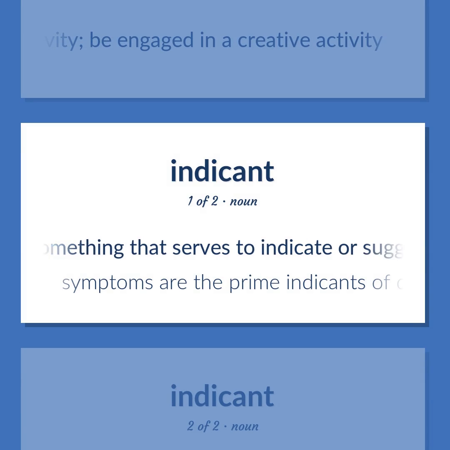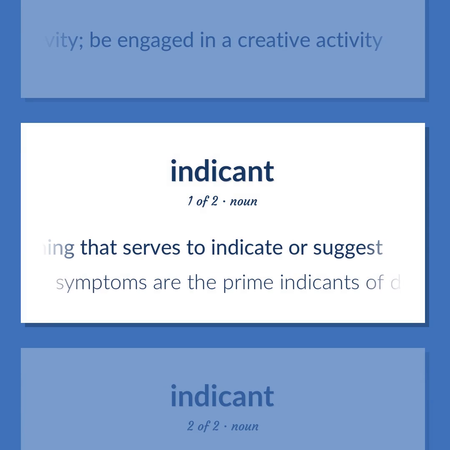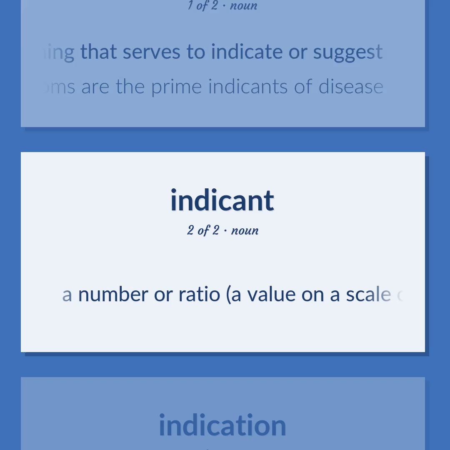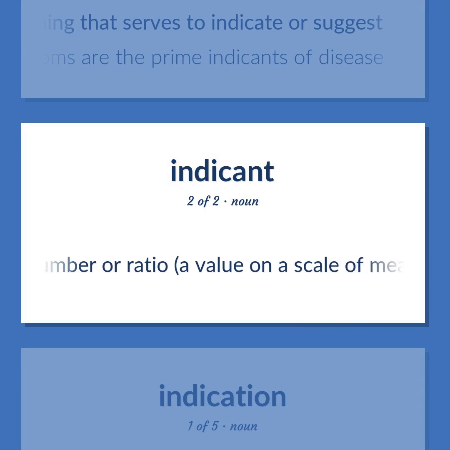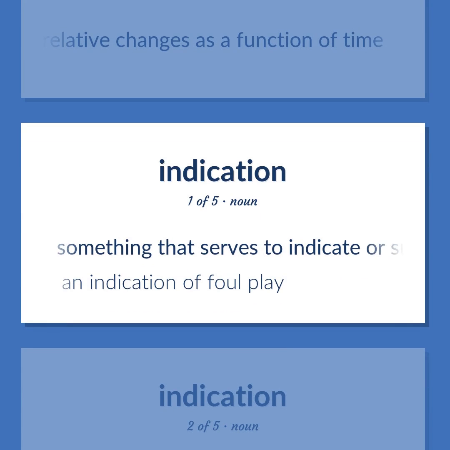Something that serves to indicate or suggest. Symptoms are the prime indicants of disease. A number or ratio, a value on a scale of measurement, derived from a series of observed facts, can reveal relative changes as a function of time. Something that serves to indicate or suggest. An indication of foul play.